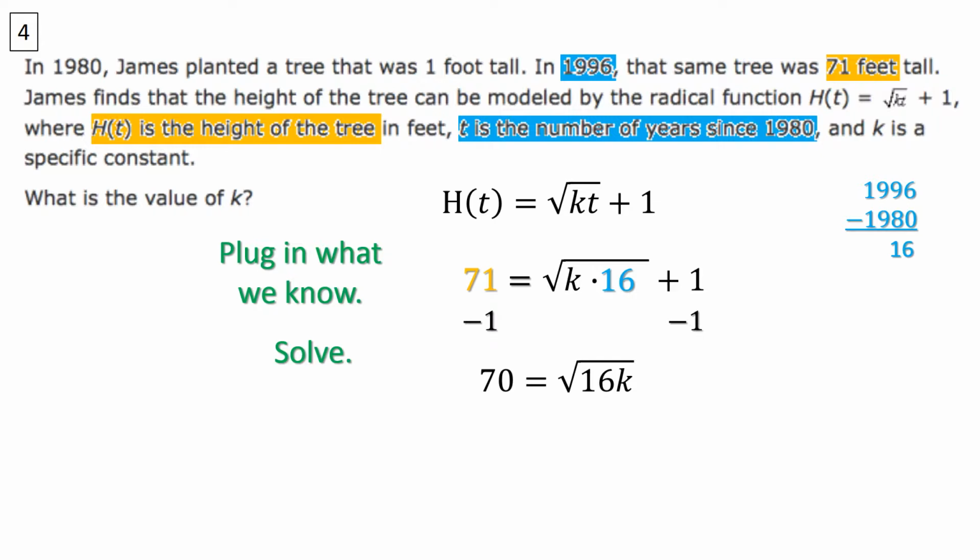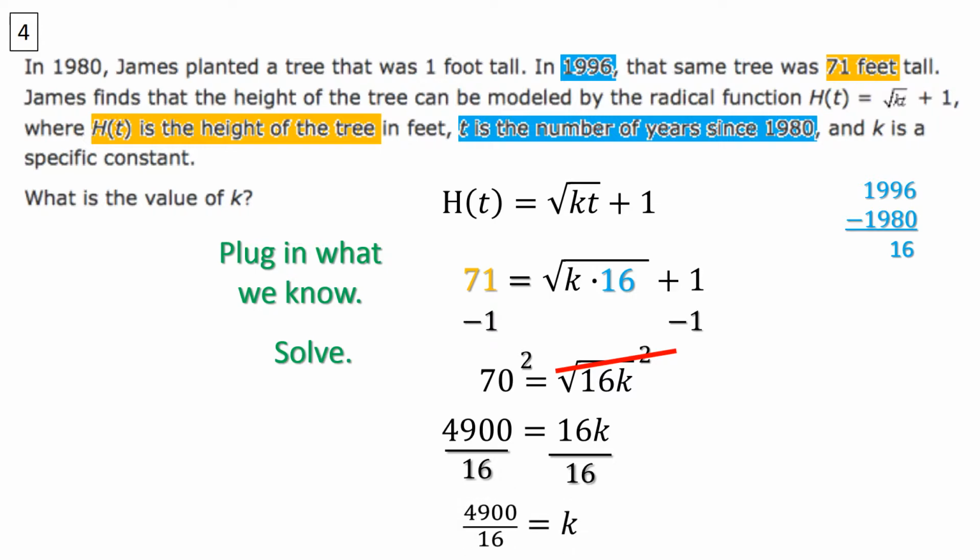Well, now I've got to get rid of the square root. How do I do that? Well, we square both sides. And when we square both sides, the right side, the square and the square root cancel out. The left side, 70 times 70 is 4,900. So 4,900 equals 16k. Divide both sides by 16 to finish getting k by itself. And it comes out 4,900 over 16. That reduces to 1225 over 4.